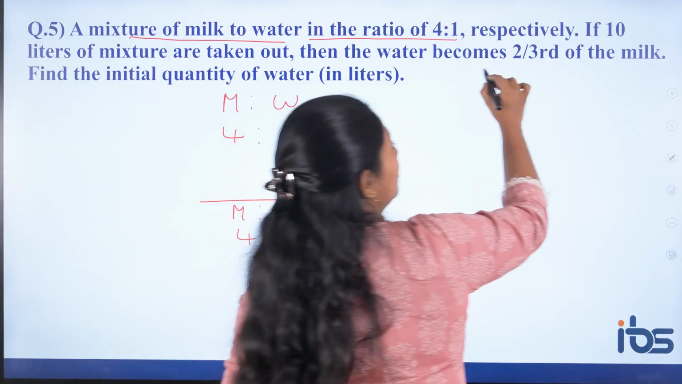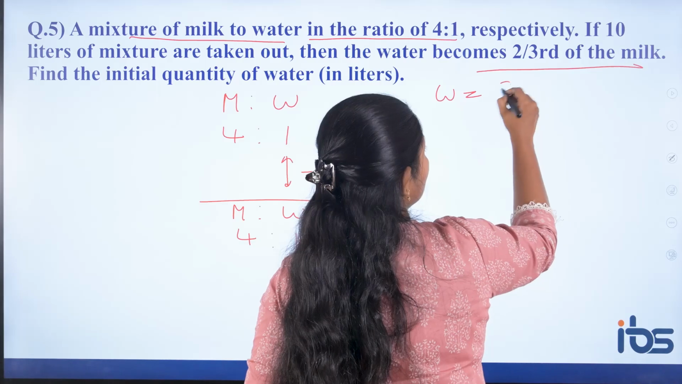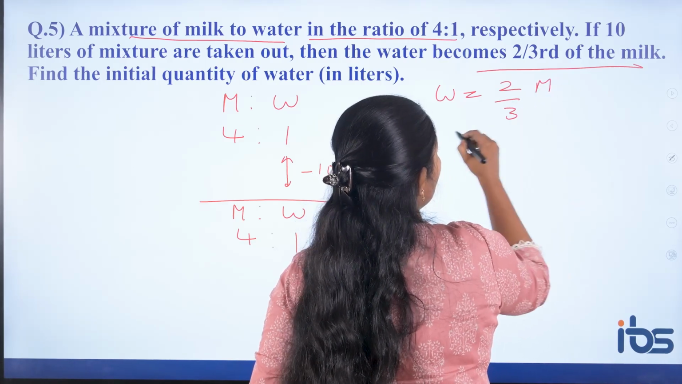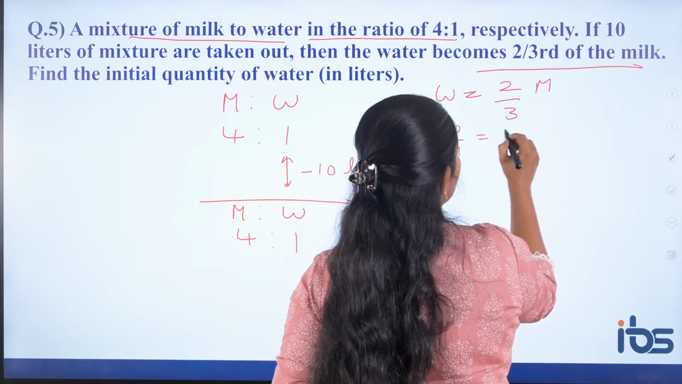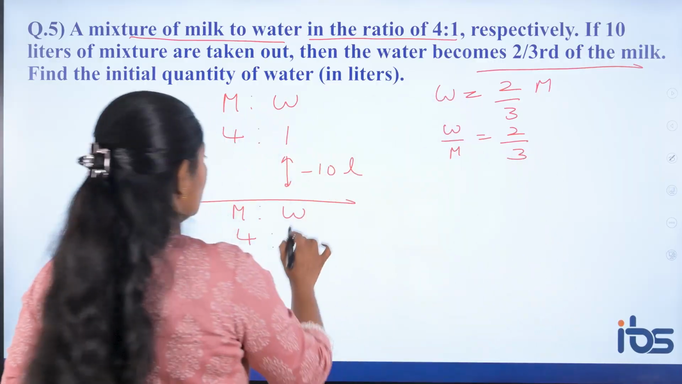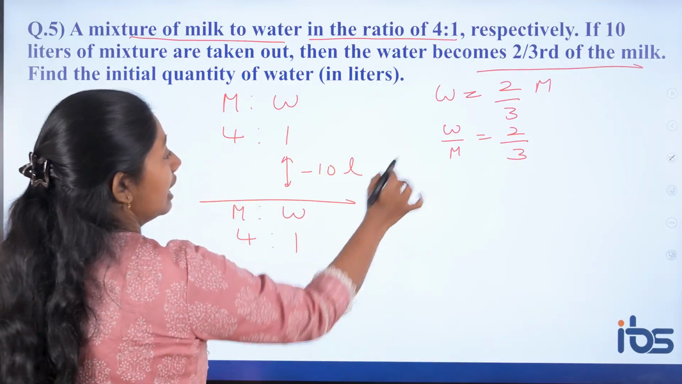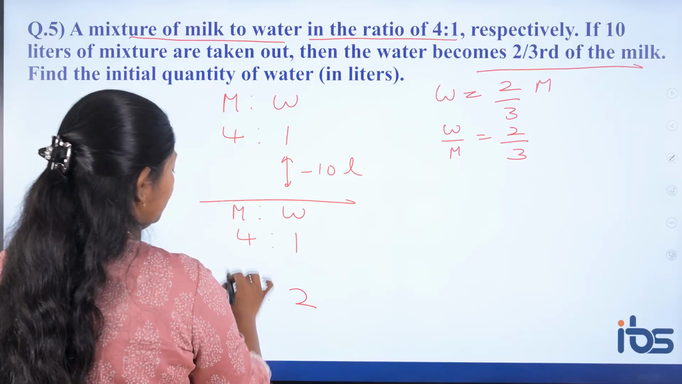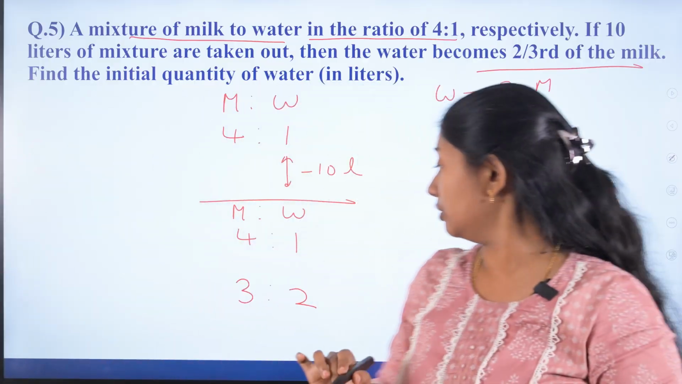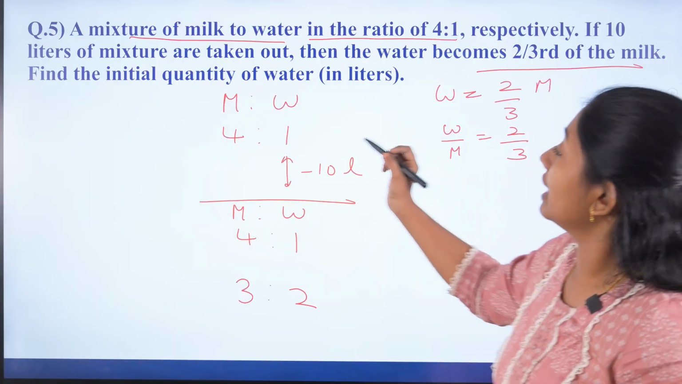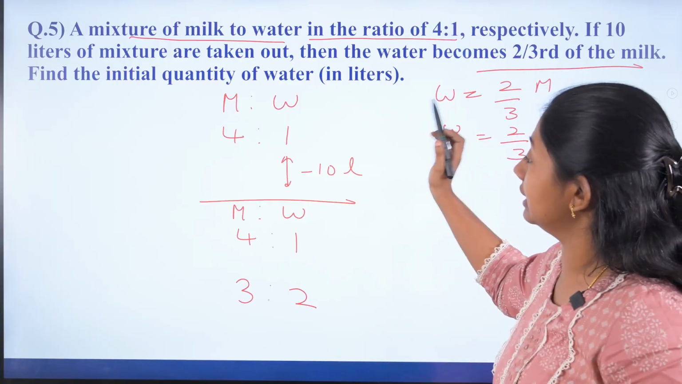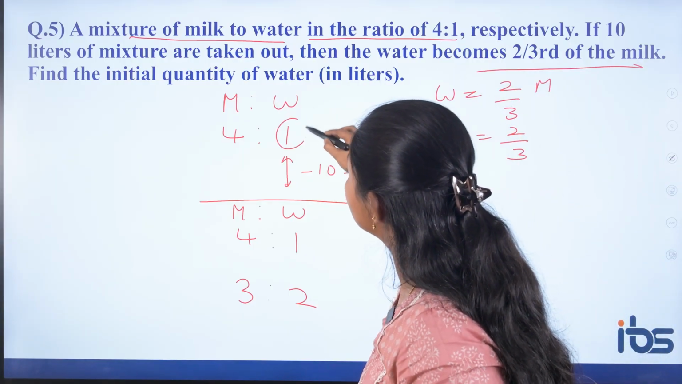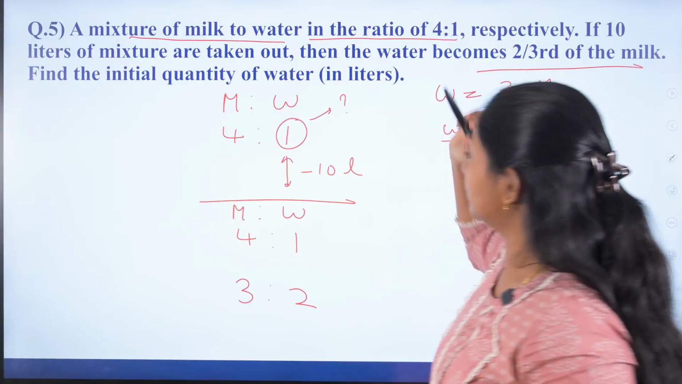So what is the meaning of this? Water becomes 2/3 of milk, means water to milk ratio is 2:3. So water is 2 units and milk is 3 units. So that is what is mentioned. Now find the initial quantity of water in liters. That means you have to find this value. This is what you have to find.